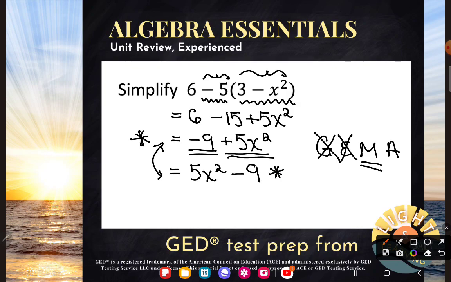Now, one thing to be cautious of, though, is notice how the signs moved with the number. This was plus 5x, and so now this is positive. This was negative 9, and so now this is minus, okay? The signs travel with the terms.